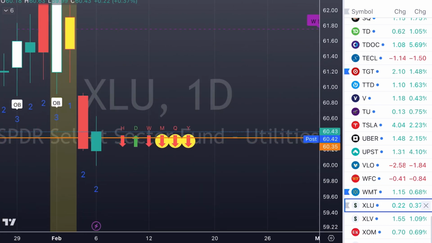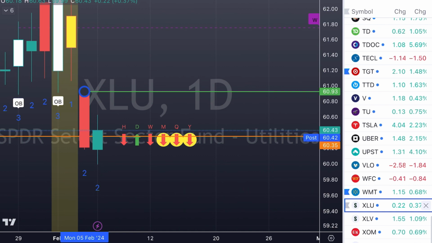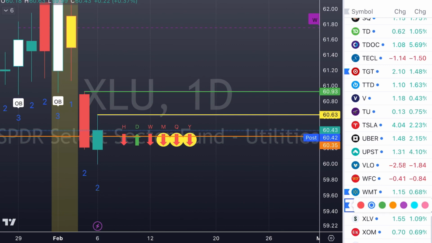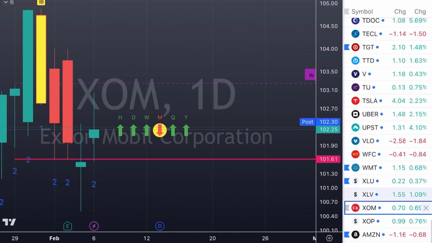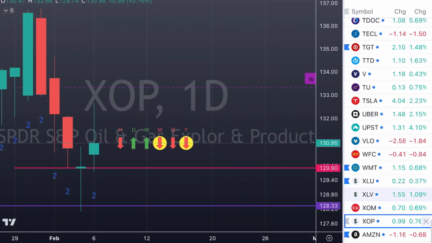Coming down to the end here, XLU, 2 down green. Let's put our trigger there. Whoops, let's make that. Oh, we'll move that. That's our target. That is our trigger. I did say this one would be a little longer, guys. I'm just showing you the process of how I do this. I do it every once in a while. Okay, we look at XOM, nothing there. XLV, I missed, nothing there. XOP, nothing there.